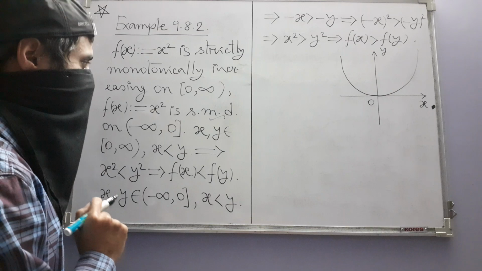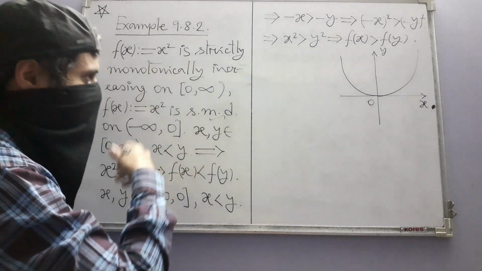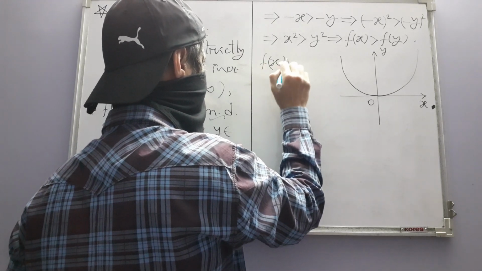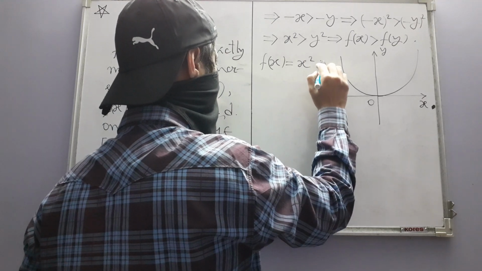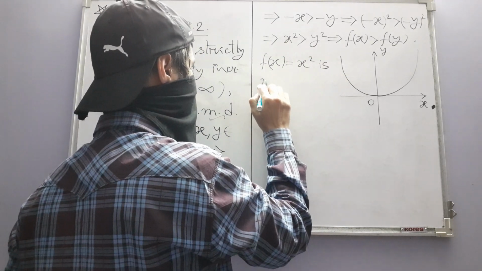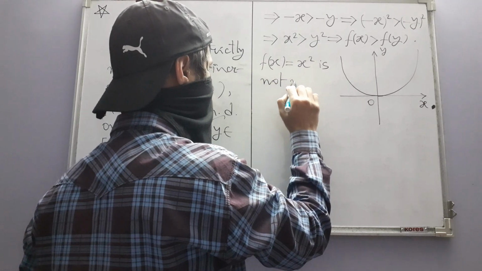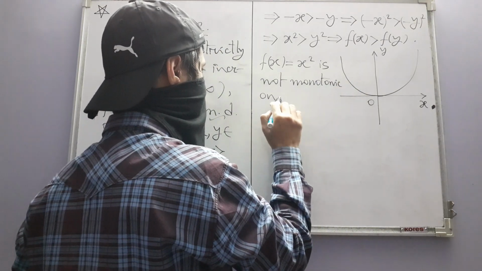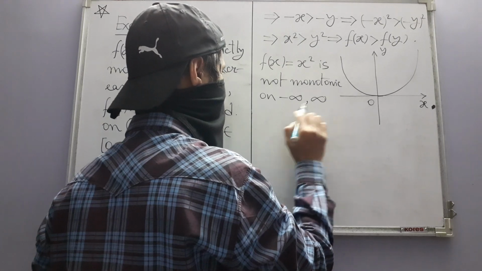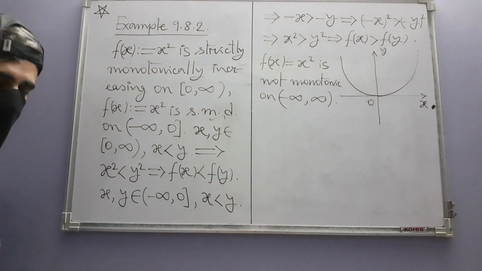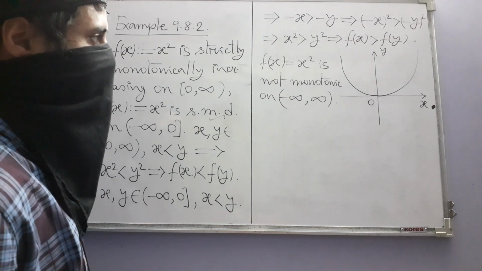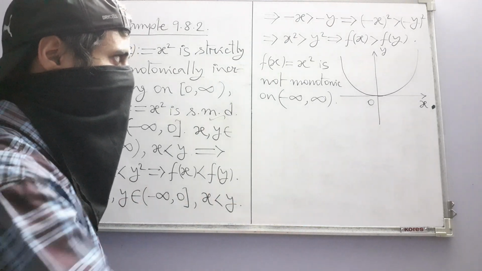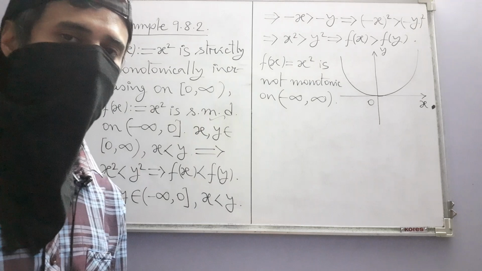Now note that because of this fact, this is not monotonic on the entire real number, or not strictly monotonic on the entire real number, because on the entire real number we do not have a consistent behavior. In some part it is decreasing, in some other part it is increasing.